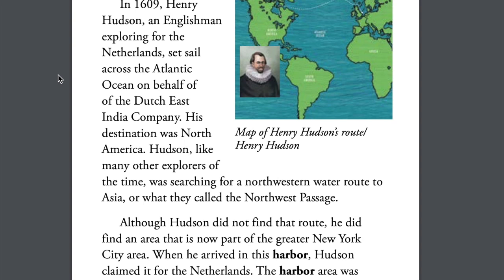Before long, this Dutch colony began to develop an important fur trading center. Beaver fur was very popular in Europe, and Henry Hudson had noted that there was an abundance of beavers in the area.